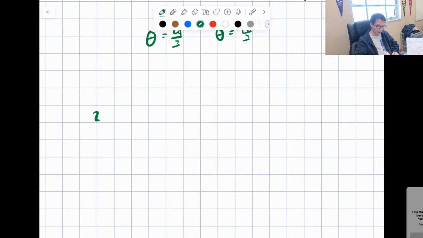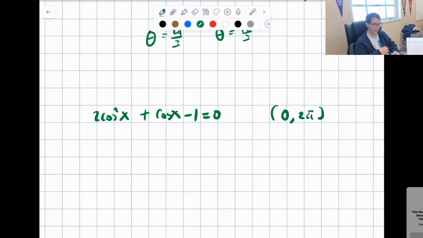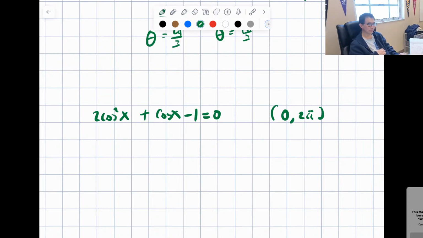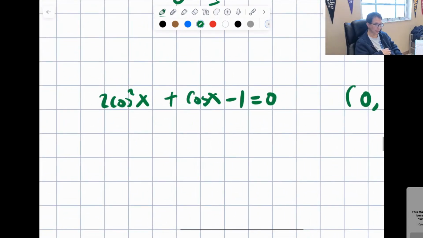Okay, so 2 cosine squared of x plus cosine of x minus 1 equals 0. I want to find the answer between 0 to 2 pi. How would I do these questions? 2 cosine squared of x plus cosine of x minus 1. How would I solve this problem? What can I do?